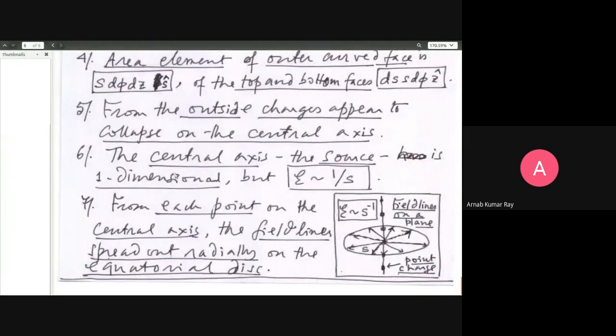Here, the source is one-dimensional, the dimension of the source is 1, and the strength of the electric field is also 1 upon distance raised to the first power. So 1 and dimension 1, 1 plus 1, 2. And one last point, but I'll return to these in the cylindrical as well as the spherical case. One last point is that from each point on the central axis, the field lines spread out radially on the equatorial disk.